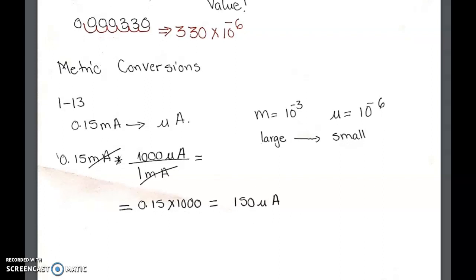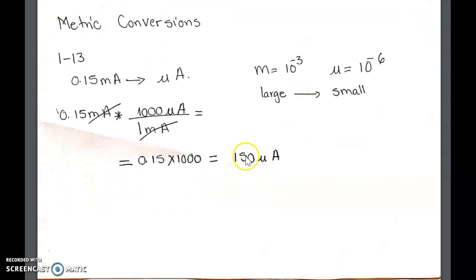Let's continue. Now we are going to go into metric conversions. That's example 1.13. In the metric conversions is where we have some letters associated with some prefixes. We call them prefixes, and they mean something. So we have 0.15 milliamps, and they want us to take it to microamps. Okay, so we know that milli is 10 to the power of negative 3 and micro is 10 to the power of negative 6. So we are going from a large unit to a small unit.